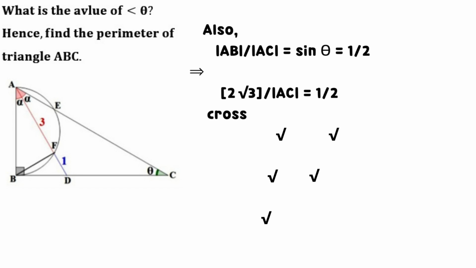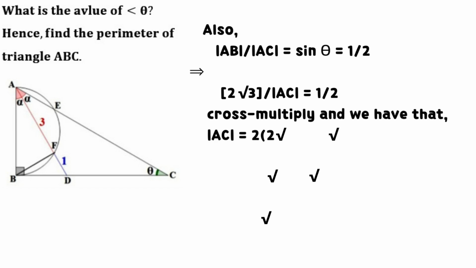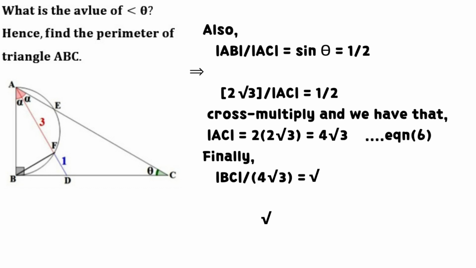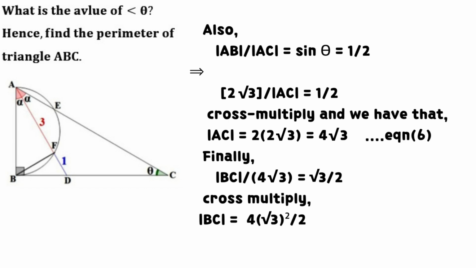Also, line AB divided by line AC equals sin θ, which equals half. It follows that 2 times the square root of 3 divided by line AC equals half. Cross multiply and we have that line AC equals the product of 4 and the square root of 3. We call it equation 6.